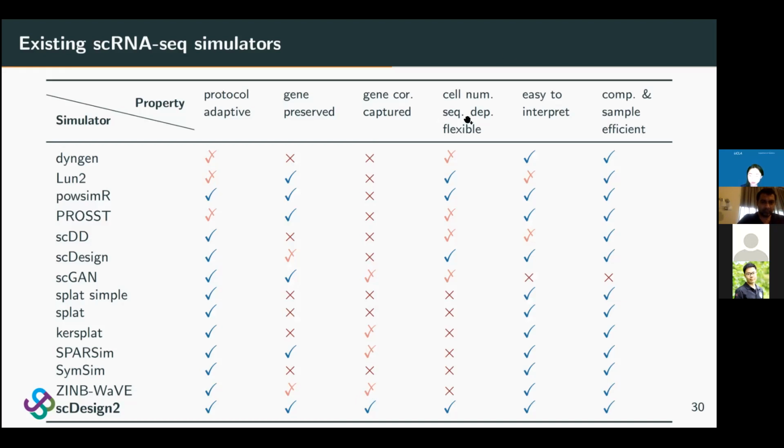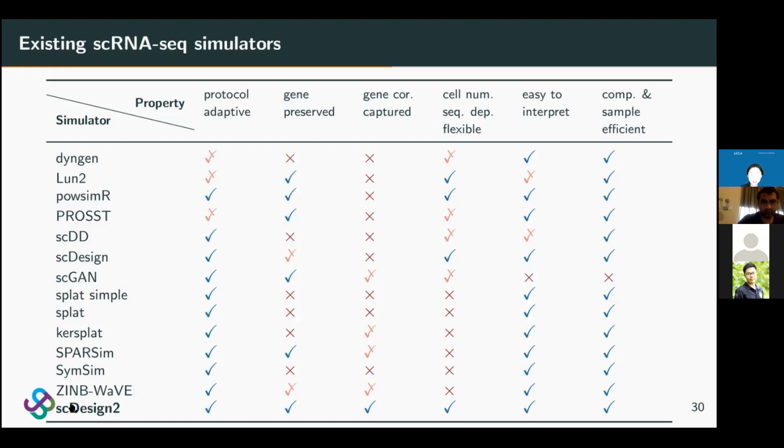Another important characteristic is whether the simulator allows flexible cell number and sequencing depth. Can you change the number of cells in the synthetic data? Can you change the total sequencing depth in the synthetic data? Unfortunately, many of them cannot. For example, ZINB-WaVE: although we know it is primarily used as a dimension reduction method, its model can be used to generate synthetic data. If you use the model in that way, the limitation is that you must keep the same number of cells as in the original data. And that's a very big restriction.